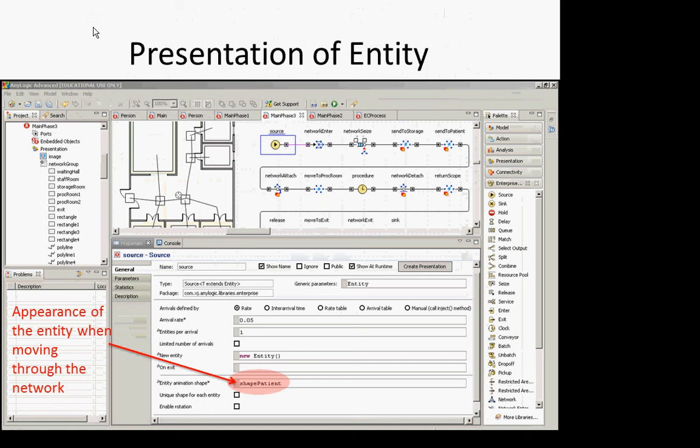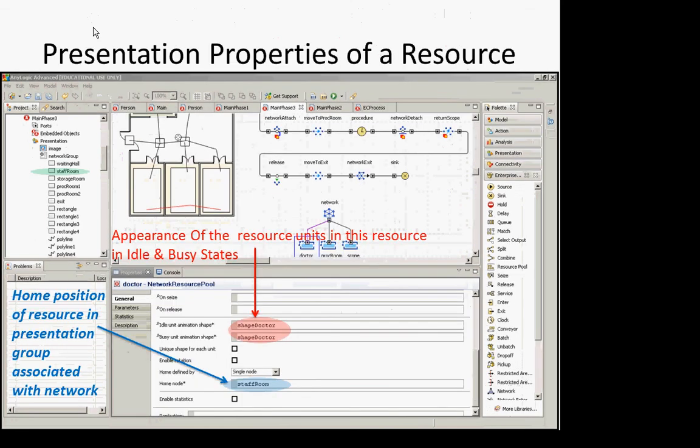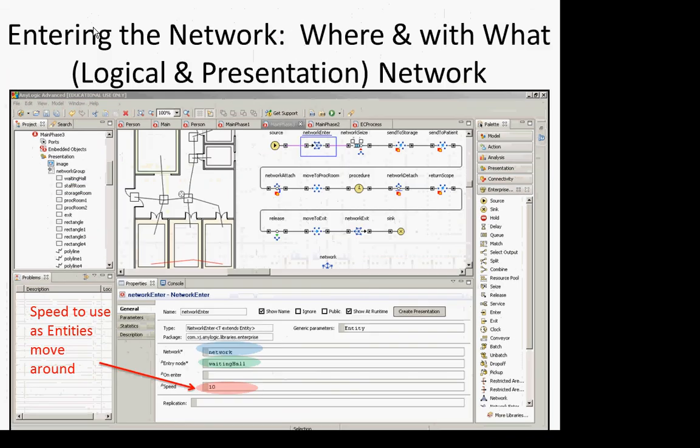But one issue is that we define the shape we want to use for them. Here we associate with a shape, patient, okay? And actually, this shape patient does not have to be part of the network group. It's aware of that. I think it's really the routing that depends on the network group. Similarly, resources can be associated with idle and busy shapes, and they can be associated with a home node. Home node being drawn from this thing here, the staff node in this network group.